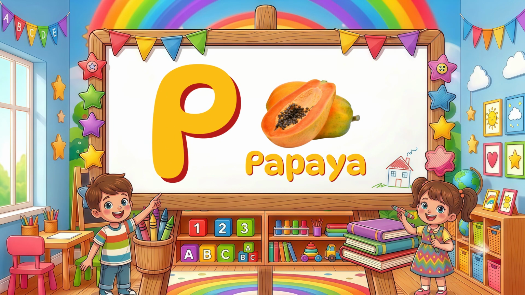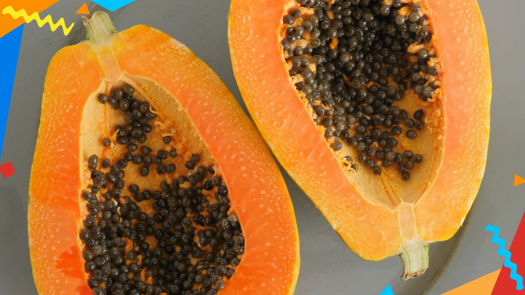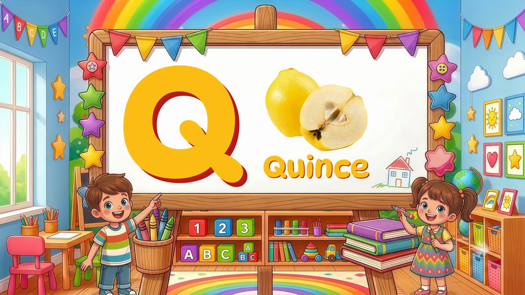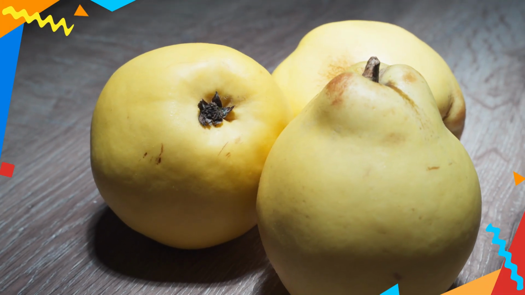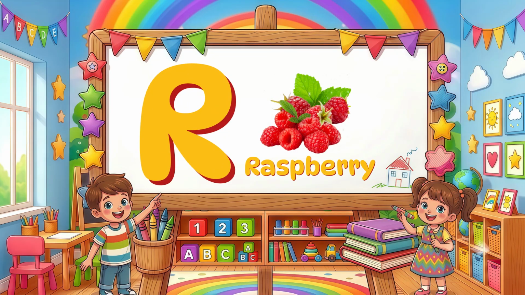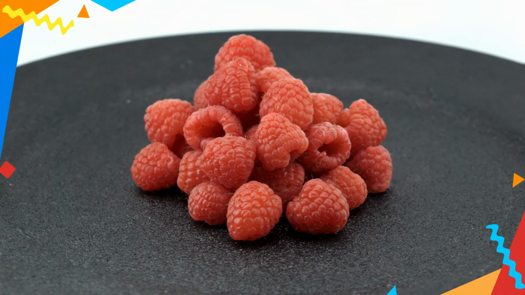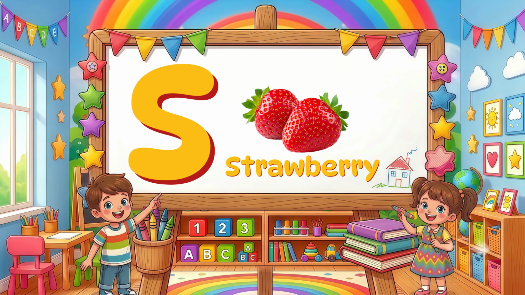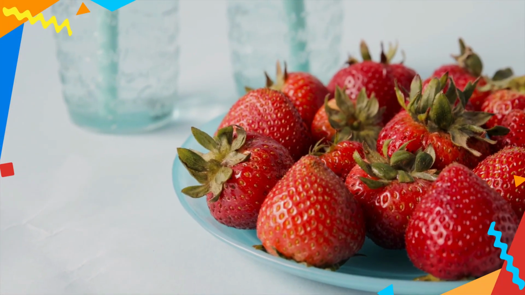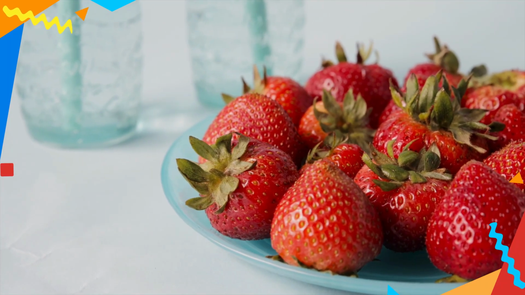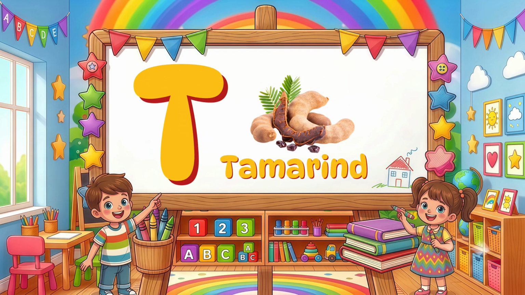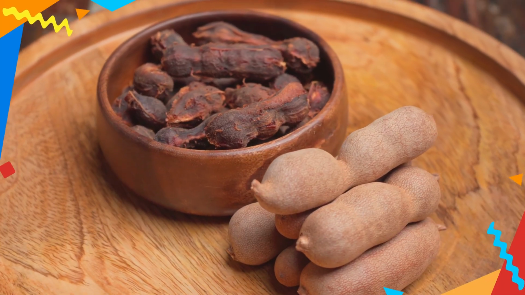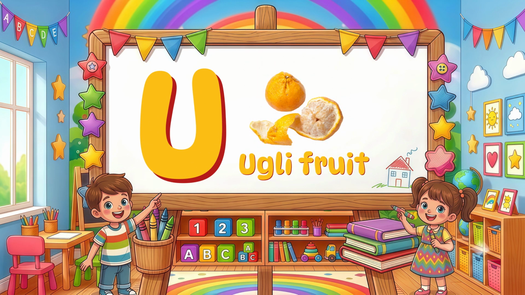P is for papaya, Q is for quince, R is for raspberry, S is for strawberry, T is for tamarind, U is for ugly fruit.